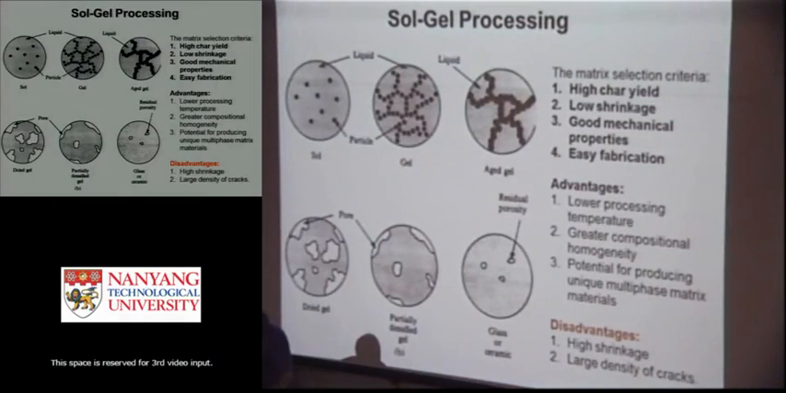Okay, so this is this part for the CMC. Let's give a summary about the CMC. So for CMC processing methods, we have cold pressing, we have hot pressing, we have liquid infiltration, and we have CVI, and also we have this sol-gel. So we have 5 methods, right? So you guys should go back to look at it.